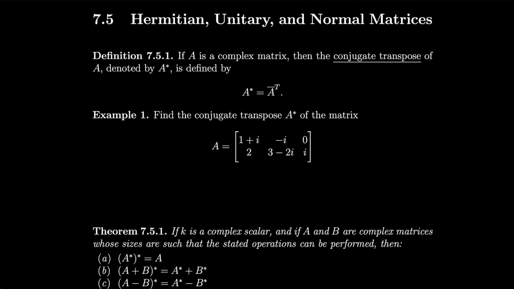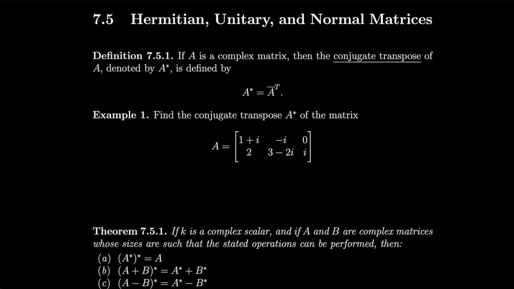Section 7.5, Hermitian, Unitary, and Normal Matrices. If A is a complex matrix, then the conjugate transpose of A, denoted by A star, is defined by the transpose of the conjugate of A. So how about we find the conjugate transpose of the matrix given in example 1.